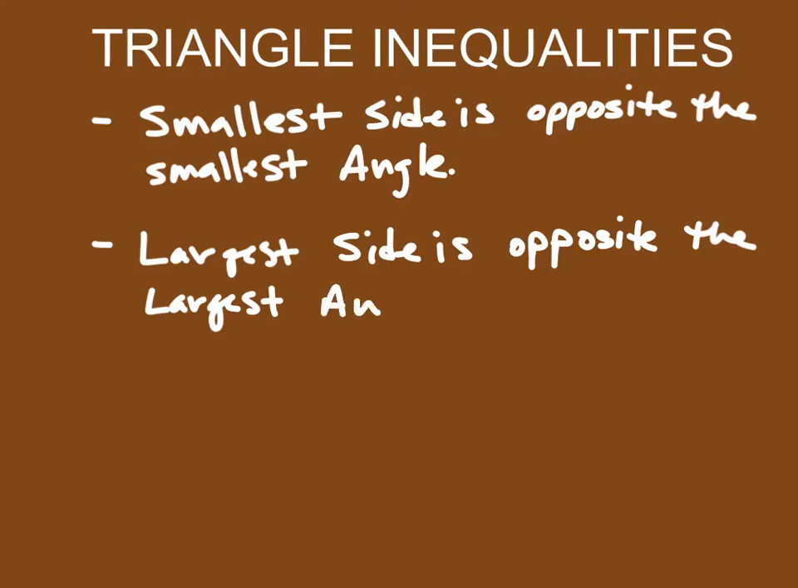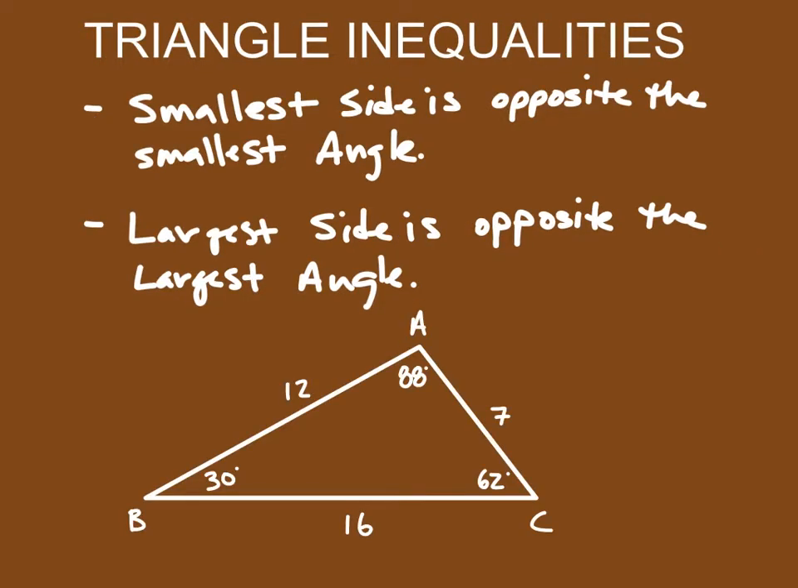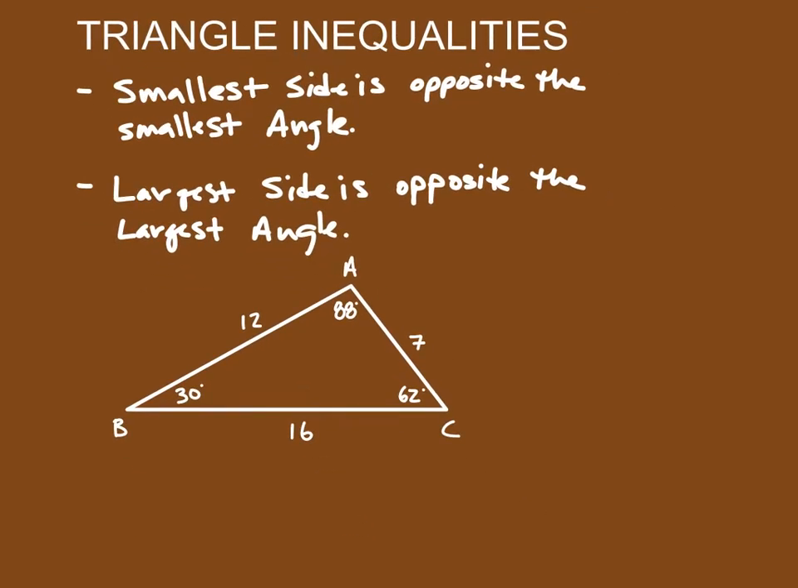Let me draw a picture of a triangle with angle measures and side lengths so that we can see what we're working with. Given a triangle like this, we've got triangle ABC, and we've got the side lengths in here, and we've also got the angle measures. What I want to talk about is analyzing these side lengths. Let's talk about the smallest side length. Here's my smallest side length. Here's my smallest angle measure.